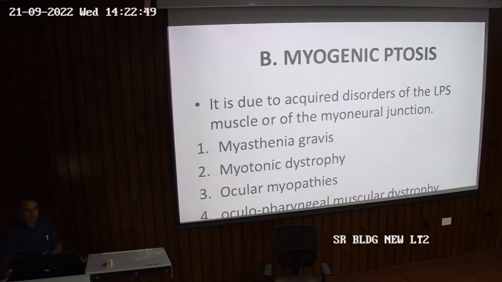Then come to the second type of acquired ptosis, the myogenic ptosis. It is due to an acquired disorder of the LPS muscle or at the myoneural junction. Myoneural junction is the junction where nerve relays to the muscle. Causes include myasthenia gravis, myotonic dystrophy, ocular myopathies, and oculopharyngeal muscular dystrophies.